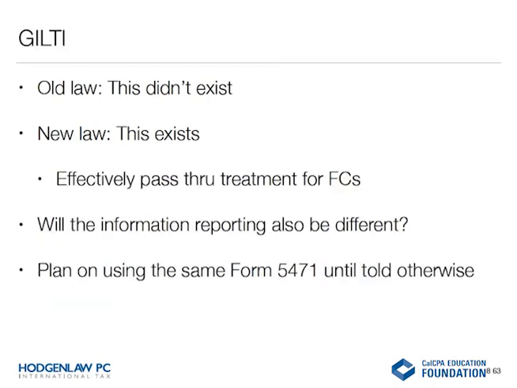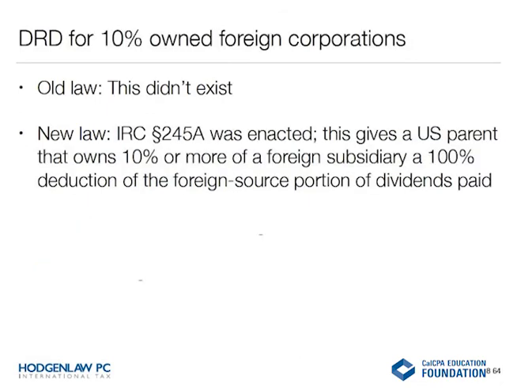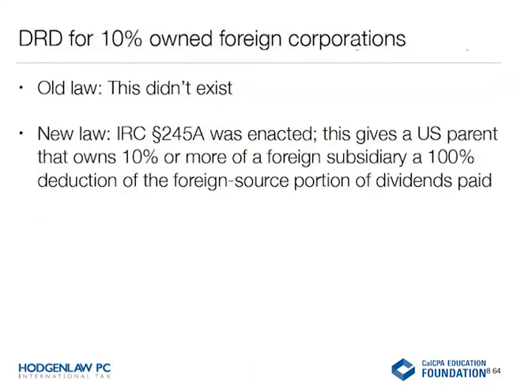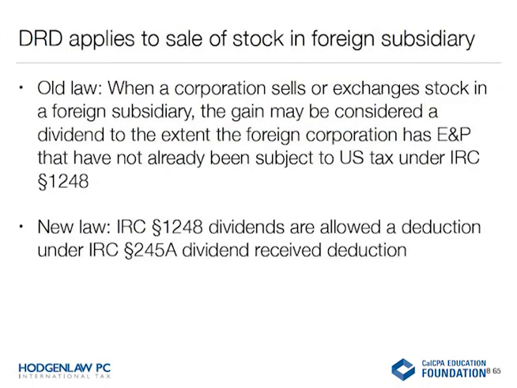GILTI, this is the new tax law that started on January 1st, 2018, to very, very vastly oversimplify. It's effectively kind of a pass-through treatment for foreign corporation income. As far as I know, we're going to continue on Form 5471 until we're told otherwise. There's also a new dividend received deduction for 10% owned foreign corporations. And this now applies to sale of stock in a foreign subsidiary. Kind of glossing over these last two slides. I think they're interesting, but we're kind of running out of time and we have a lot of questions, so I want to make sure that I get time to look at those in just a second here.